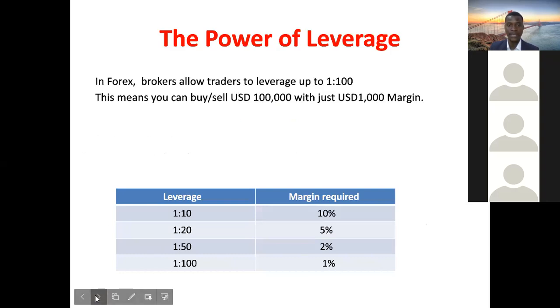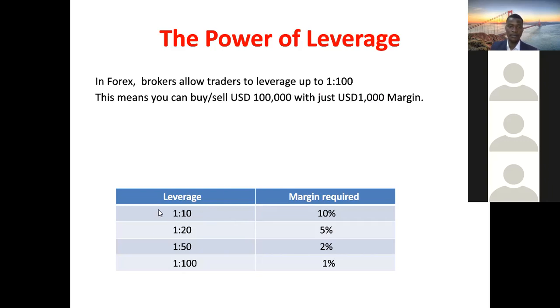In Forex, brokers allow traders to leverage up to 1 to 100. This means you can buy or sell 100 contracts with just $1,000 margin. So if you bring $1,000 into your account, you can trade 100,000 with your $1,000. It is called leverage. So you are able to use a standard lot size to execute 100 contracts.